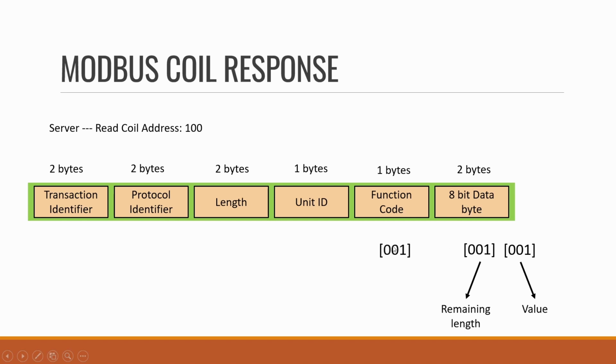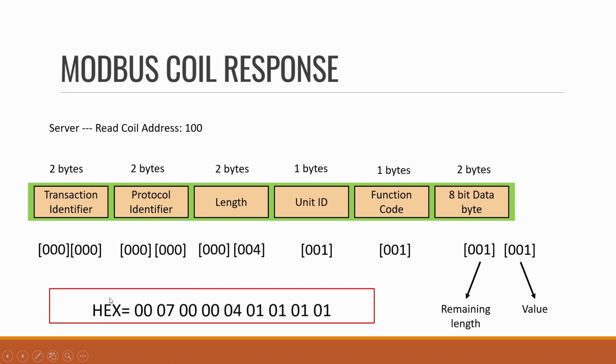Then we have the function code, which is also 1. Again, the unit ID, which is also 1. Length is 1 plus 1 plus 2, which is 4, represented in 2 bytes, so 0 and 4. The protocol identifier, as explained before, is 0. The transaction identifier is again 0 for the first query. So this is the hexadecimal representation.